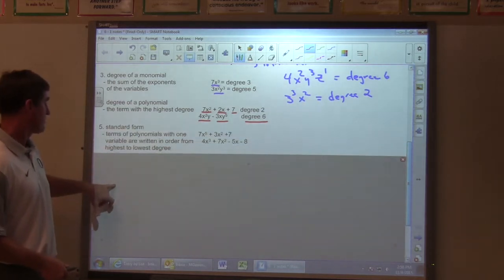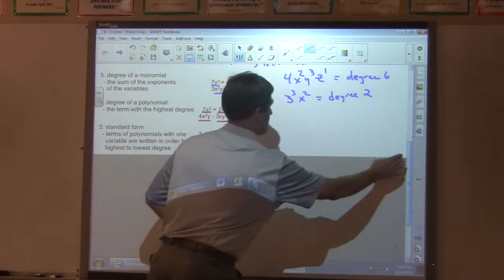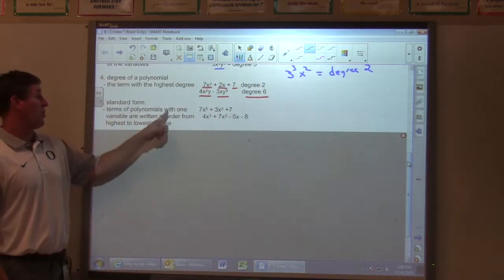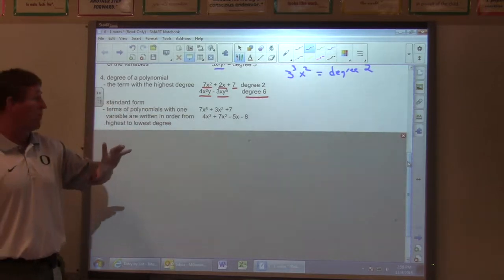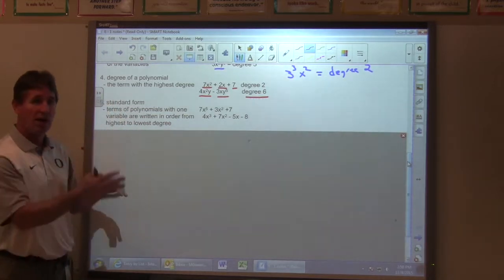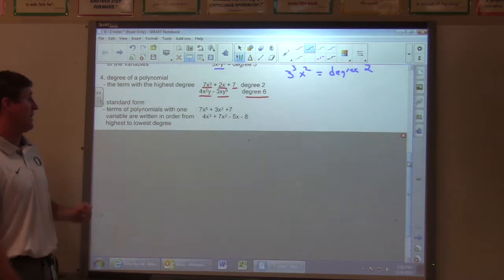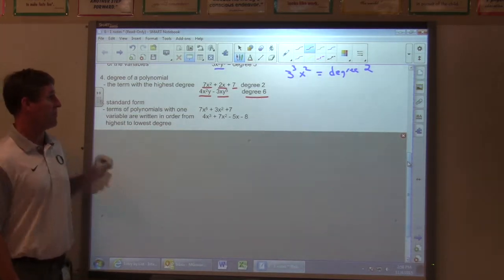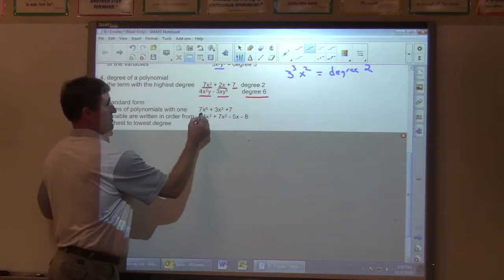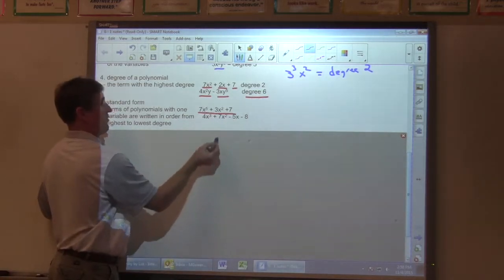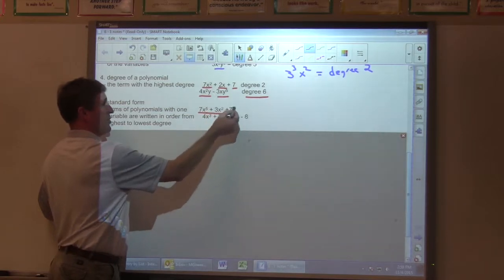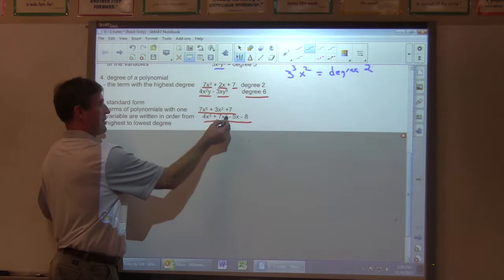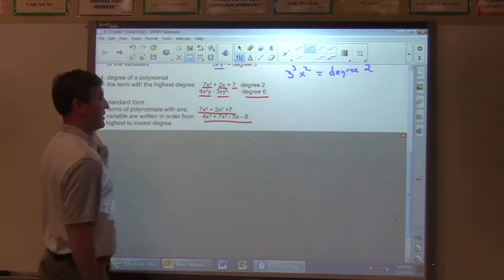Standard form. Standard form is terms of the polynomials with one variable. So we're just talking about one variable now. Whether it's all x's or all y's or all a's, doesn't make any difference. Are written in order from the highest to lowest degree. So this is in standard form because it goes degree 5, degree 2, degree 0. This is in standard form because it goes degree 3, degree 2, degree 1, degree 0.